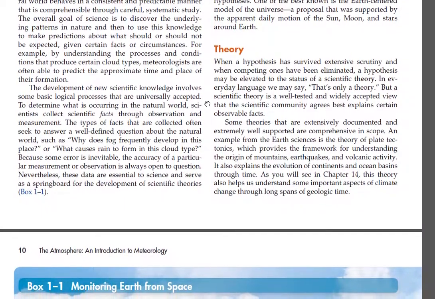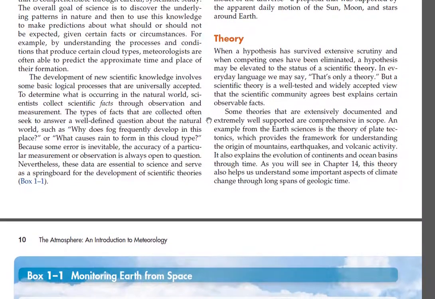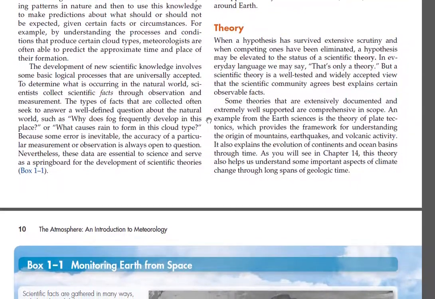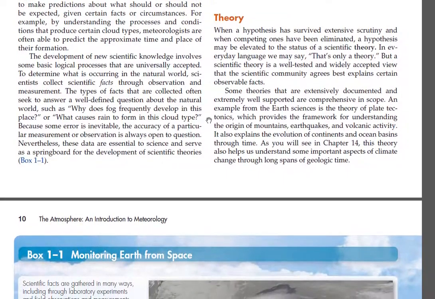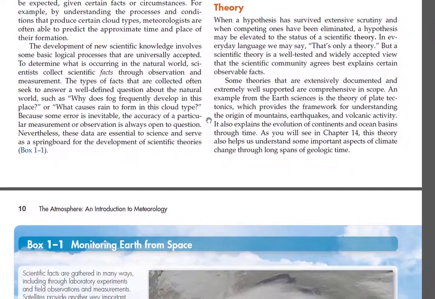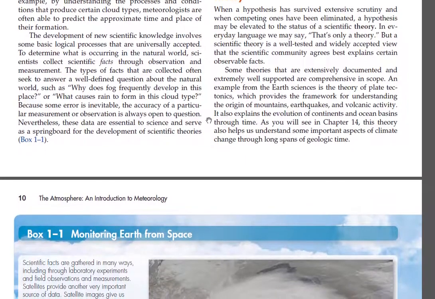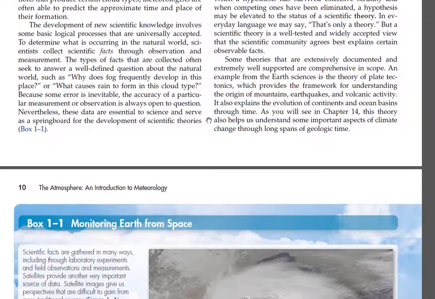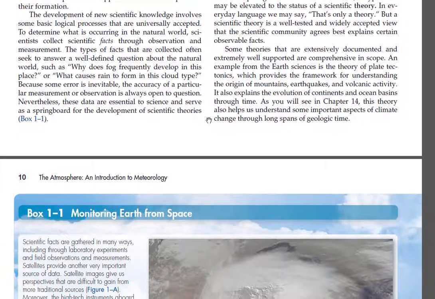Some theories that are extensively documented and extremely well supported are comprehensive in scope. An example from the earth sciences is the theory of plate tectonics, which provides the framework for understanding the origin of mountains, earthquakes, and volcanic activity. It also explains the evolution of continents and ocean basins through time. As you will see in Chapter 14, this theory also helps us understand some important aspects of climate change through long spans of geologic time.